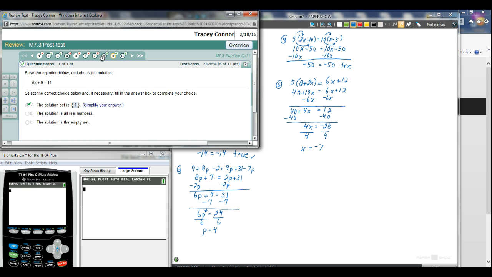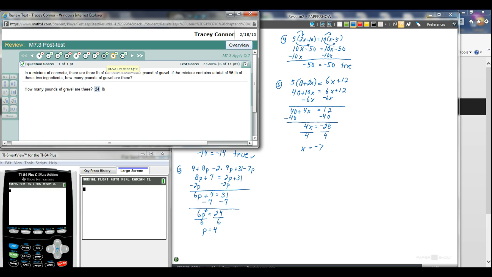Okay, so these are more linear equations. Again, what you're just doing is balancing. Okay, so this one here, in a concrete mixture, there are 3 pounds of cement mix for each pound of gravel. If the mixture contains a total of 96 pounds of these 2 ingredients, how many pounds of gravel are there? So again, 96 is our total, so that'll go on the other side.